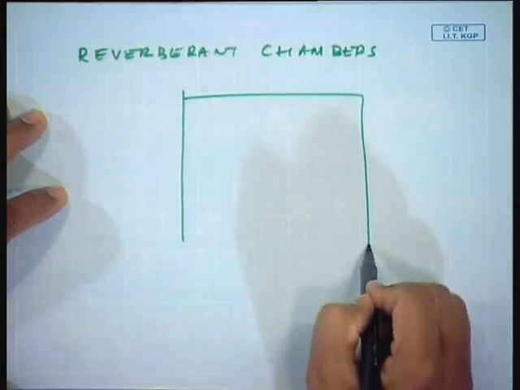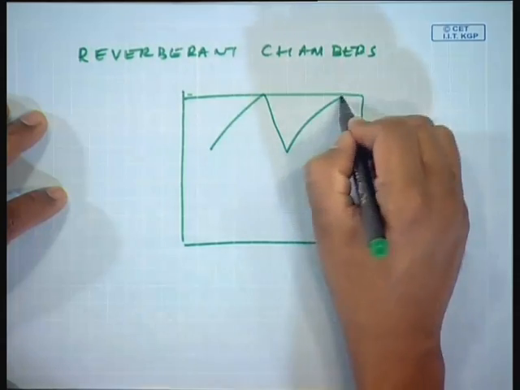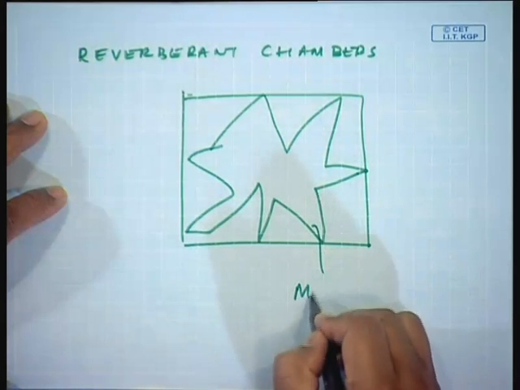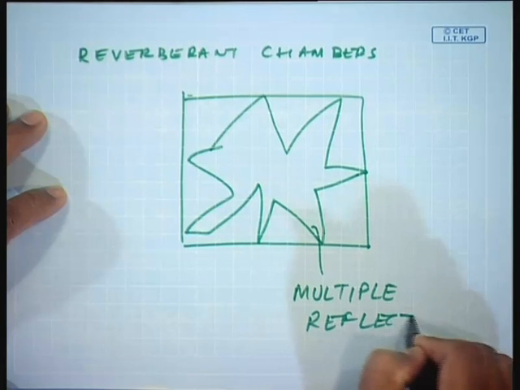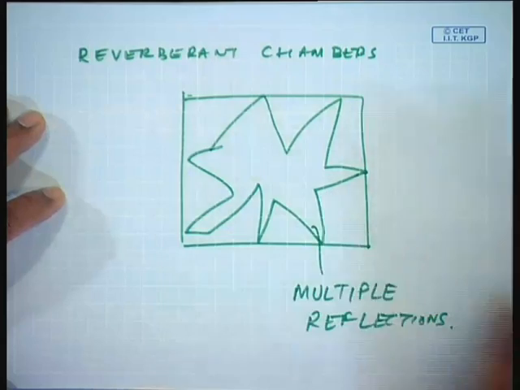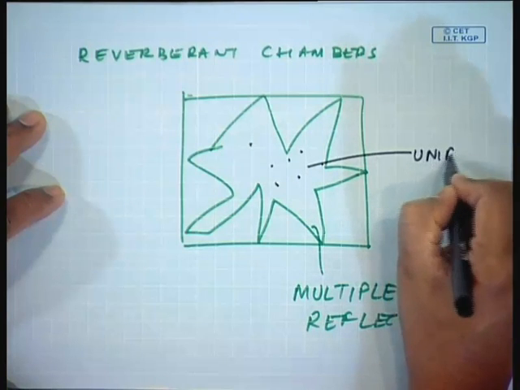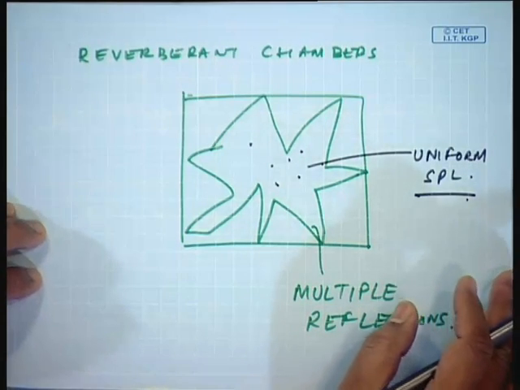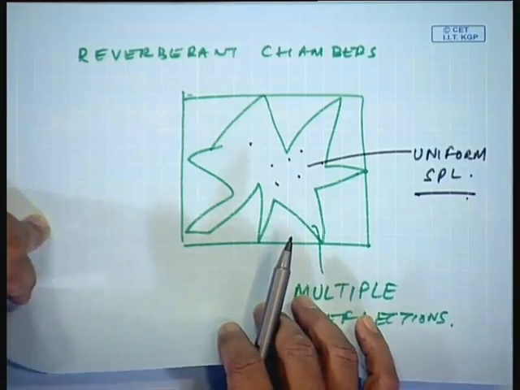Wherein the walls are very, very hard. So, there are a lot of multiple reflections. I will not draw all these multiple reflections. And because of such multiple reflections, anywhere you measure the sound pressure level, there will be uniform SPL. Okay. And such chambers are used for acoustical testing, etcetera, but we will not discuss them in detail. This is just opposite to what anechoic chambers are.